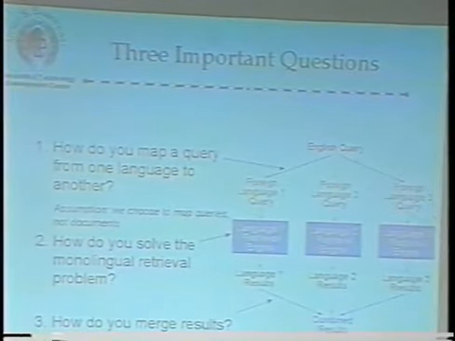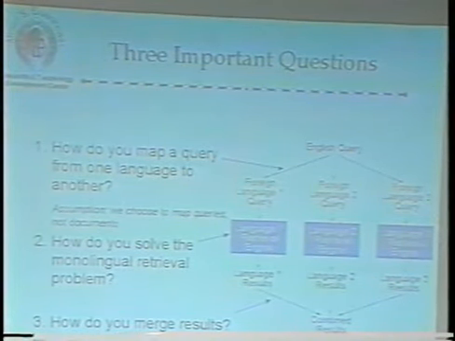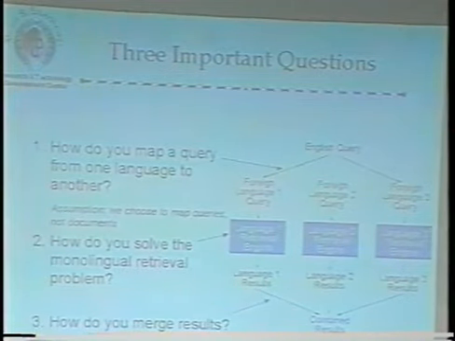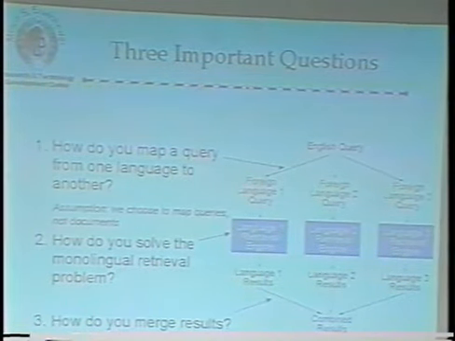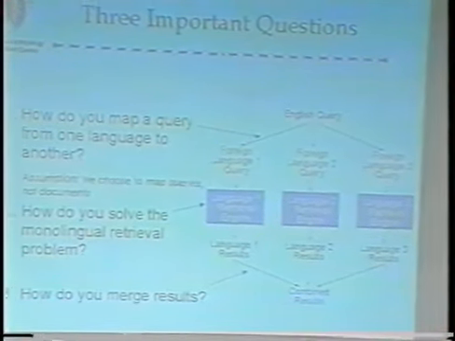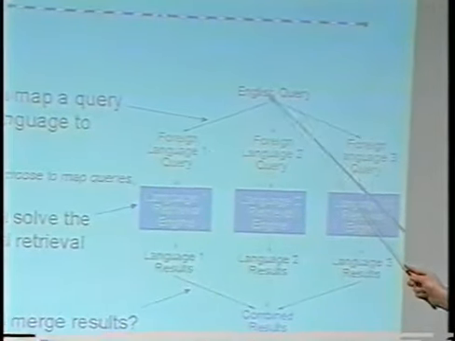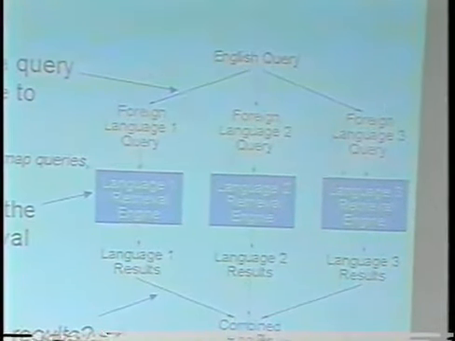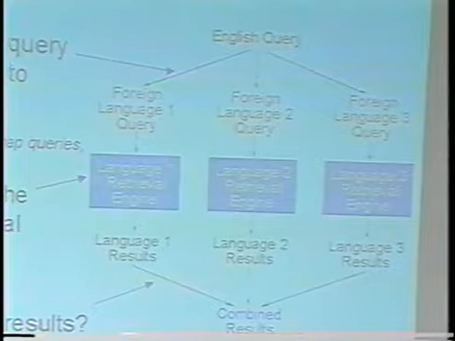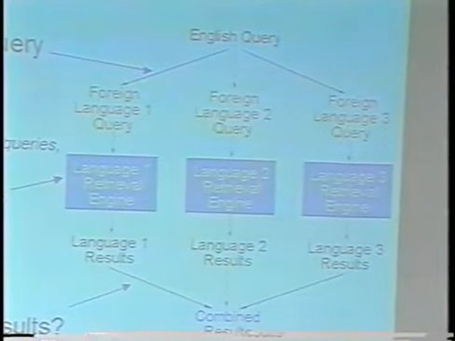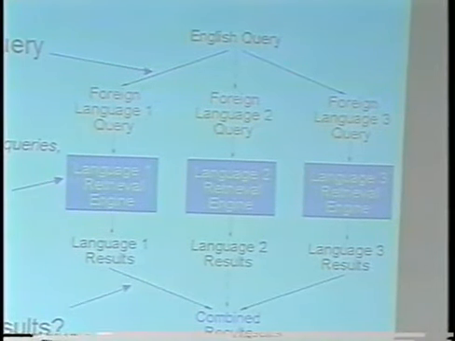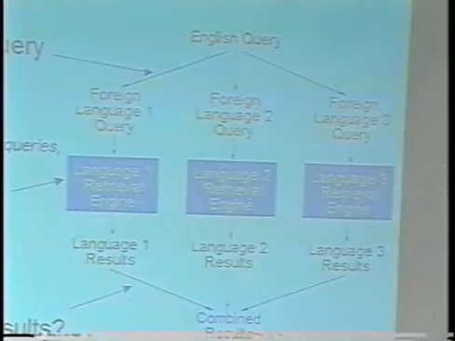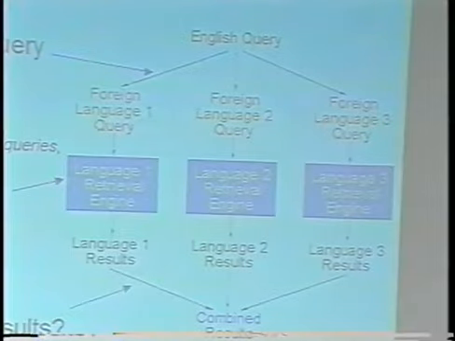And this diagram represents the basic task of going from an English query to a TREC result set. You have the question of how do you map the query into the various foreign languages? Okay? And I'm making the assumption that we're going to map the queries and not the documents. Some people map the documents. They just take all the documents in the other language, translate them into English, do regular IR. That's fine. It's not clear that that scales very well.